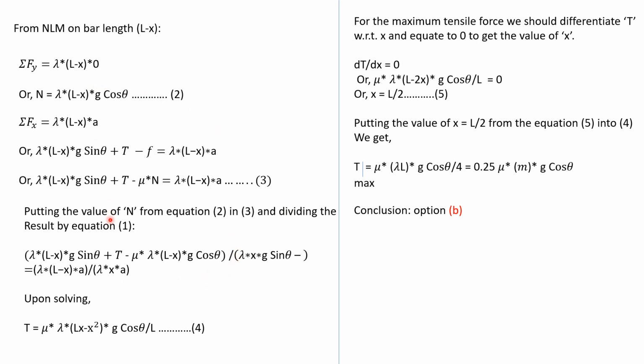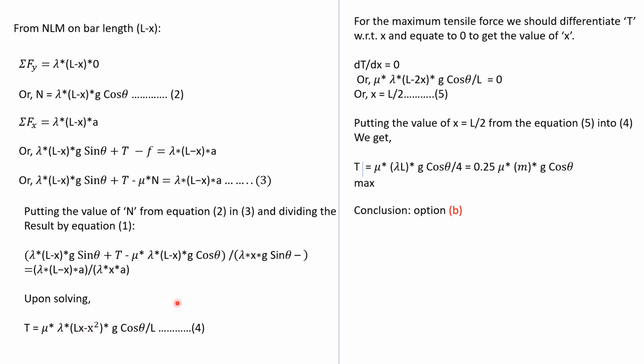It's a simple equation, you can do it by yourself. First put N equal to lambda into L minus x into g cos theta in here and divide it by equation 1. The reason for dividing by equation 1 is so that you don't have to worry about the a part. A will cancel out, right? And when we solve it, the tensile force will come like this: T is equal to mu into lambda into (Lx minus x square) into g cos theta divided by L. So the tensile force is coming as a function of x, right?